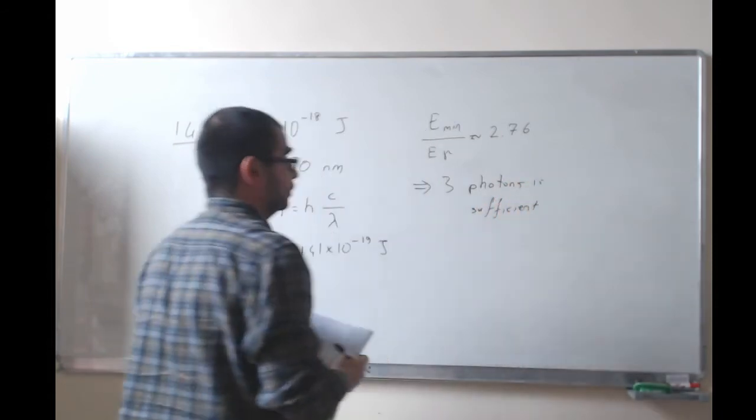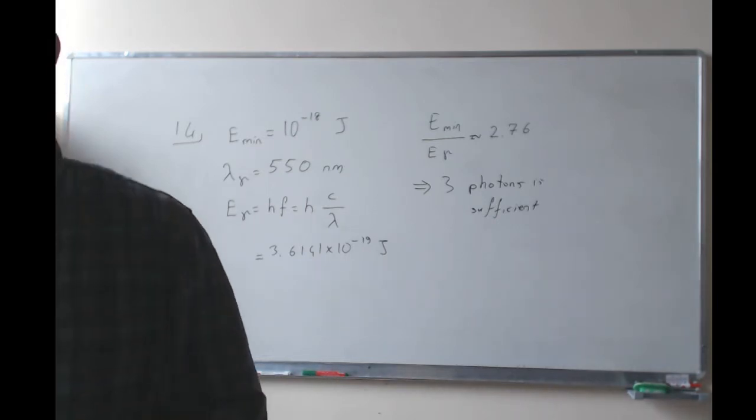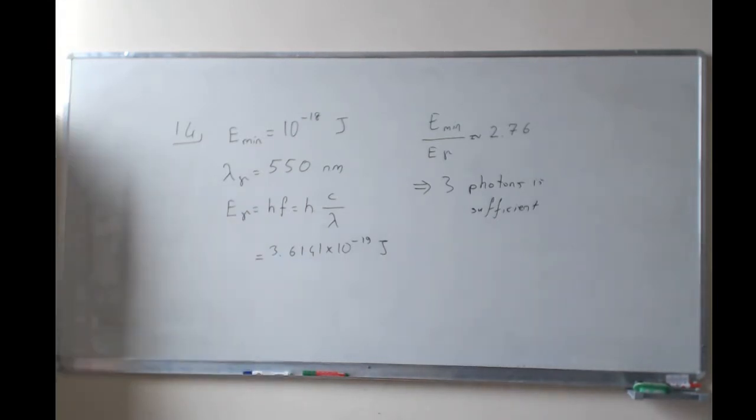Now in an exam, if you say something ridiculous such as 2.76 photons is sufficient, then you're going to lose a lot of points, because the whole point of the photon concept is that you can't really divide them. The fractional photon is not something that makes sense.